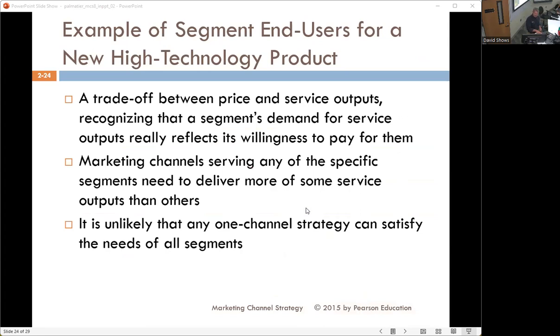So realize that all of this is predicated on whether or not the segment is willing to pay for it. Remember, from our definitions in marketing principles, demand only happens when the consumer desires it and they have a willingness or ability to pay. And so if I'm coming up with service outputs that are beyond the realm of my consumers to pay for them, then I'm in trouble.